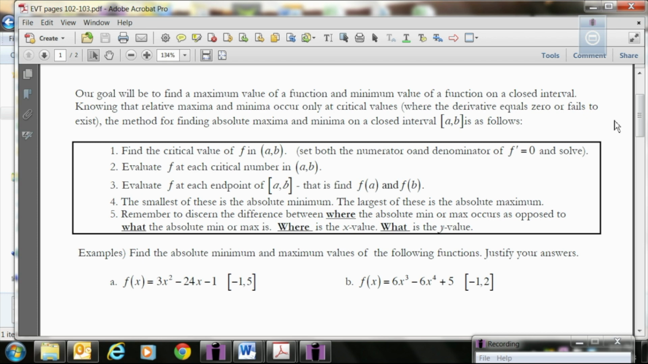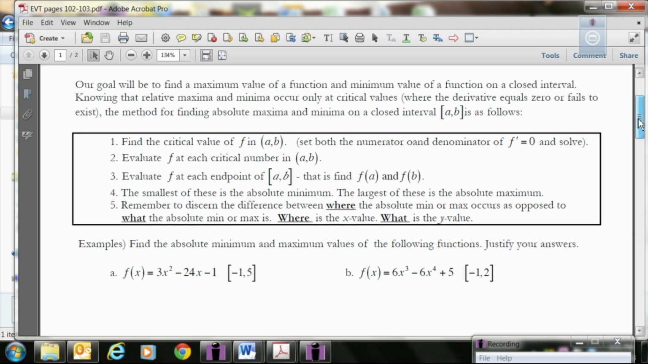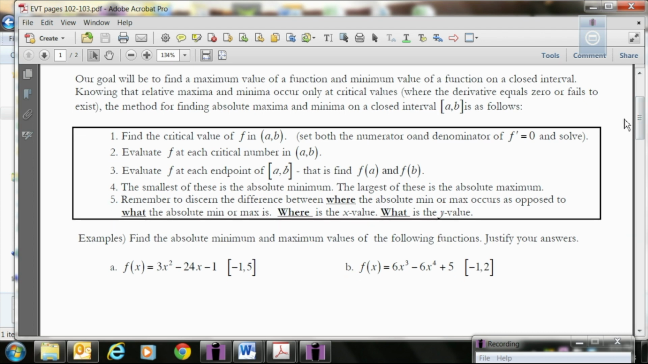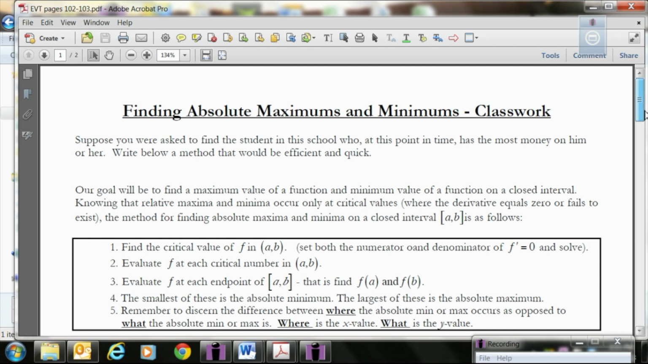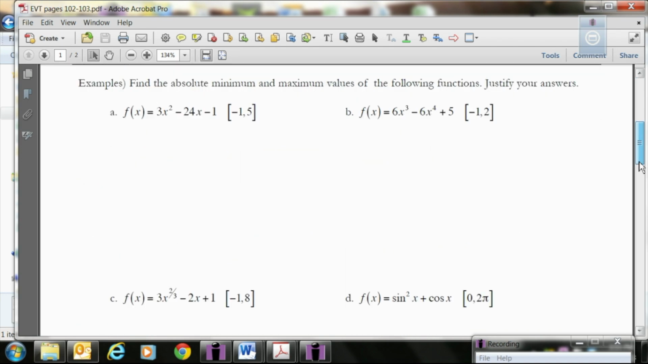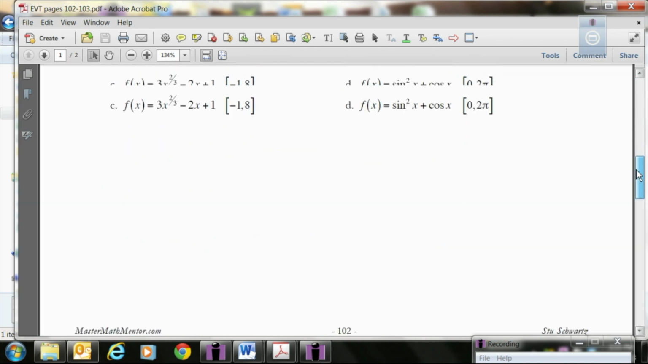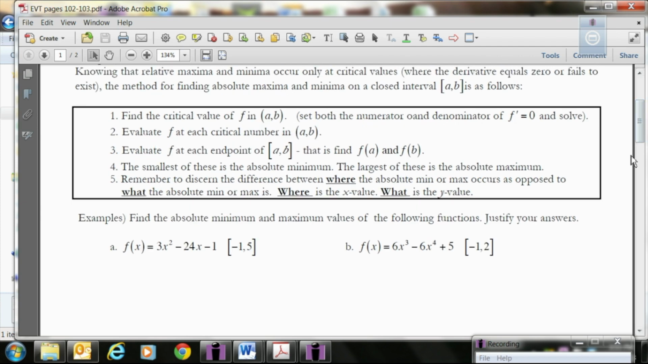And what it does is it is a test to give you the candidates who may be your absolute maximum, and then you have to choose the winners of the contest. Get it, candidates? So there are steps to do this, and this is the Master Math Mentor Finding Absolute Maximums, page 102. And so he goes through and says you got to find your critical values.